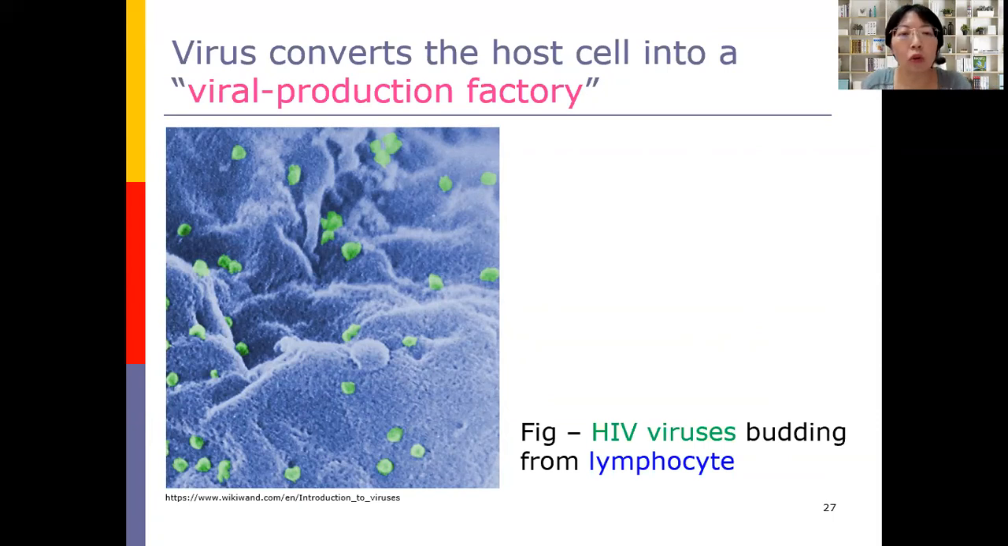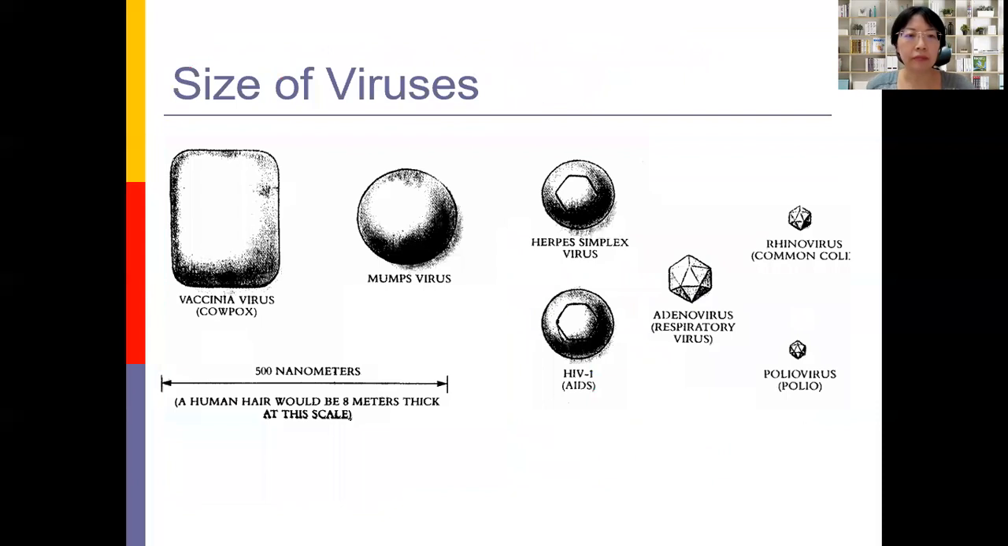So the lymphocyte now no longer goes around to kill the viruses, but makes new viruses, and eventually the lymphocyte also will die. Okay, isn't that amazing? Okay. So let's look at the sizes of virus.